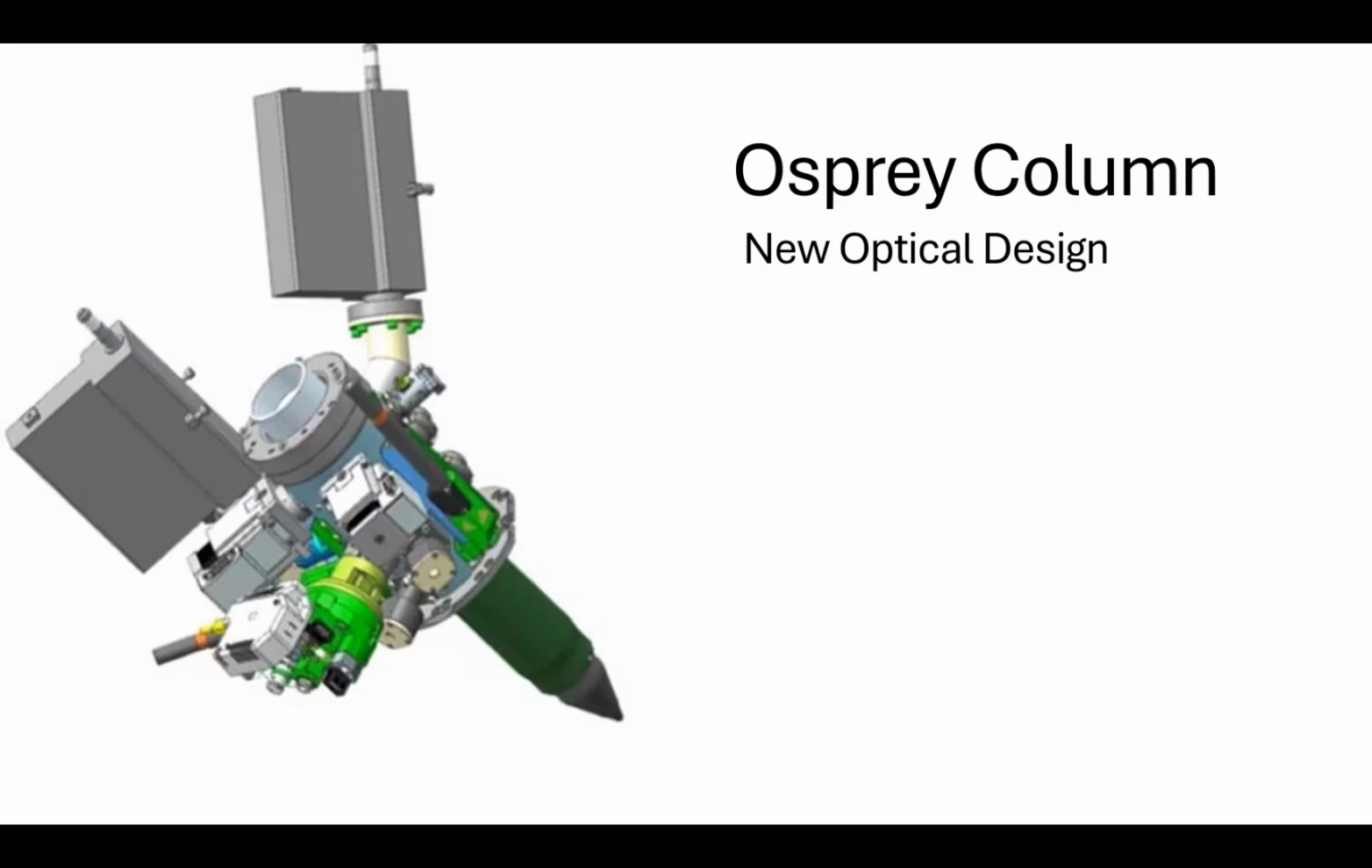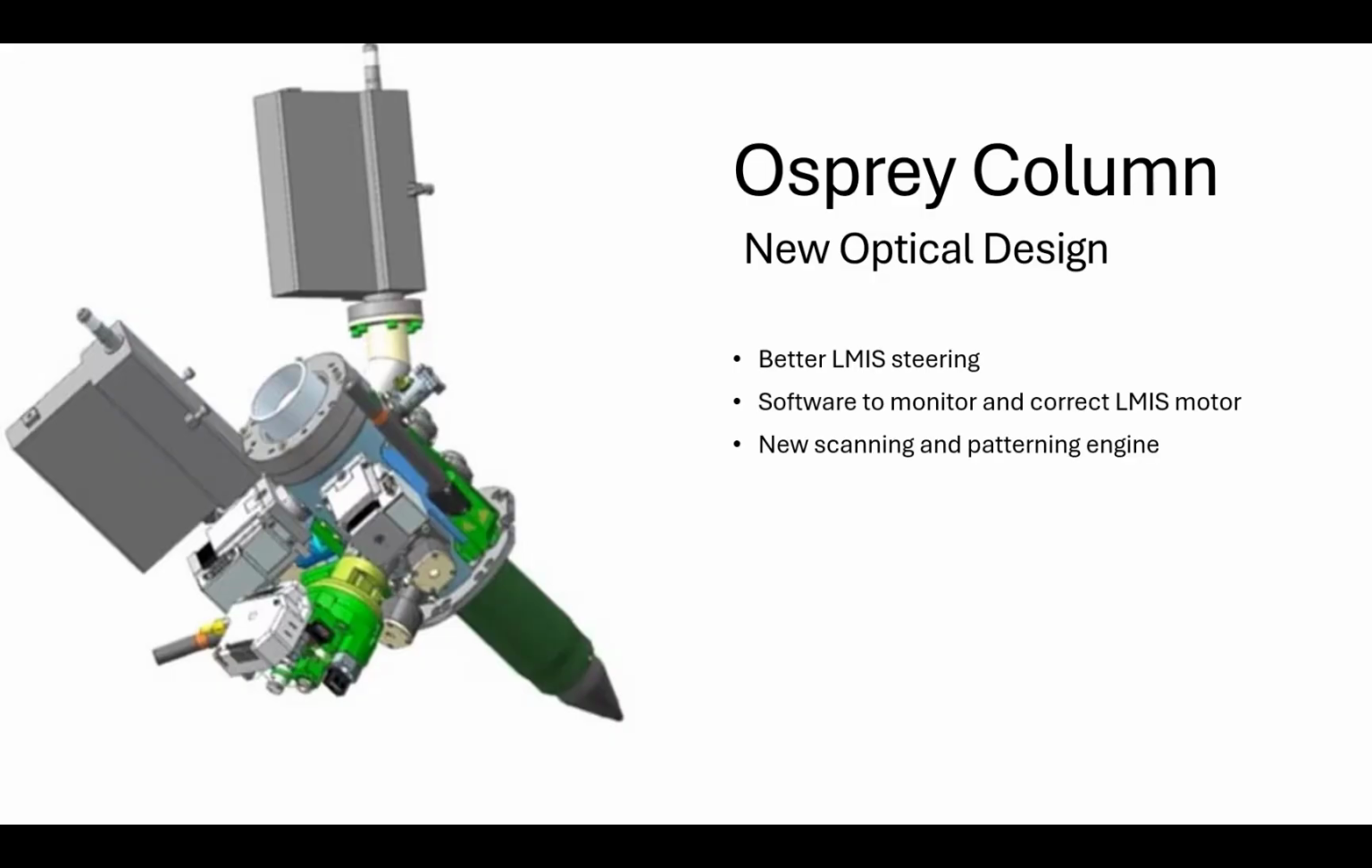And then, of course, there's the new Osprey column. So the new column has improved motors to steer the LMIS around and lots of hardware improvements on the suppressor. It's also got some software innovations to monitor the LMIS motor, and it's got a new digital deflection board to make the measured resolution a lot better.